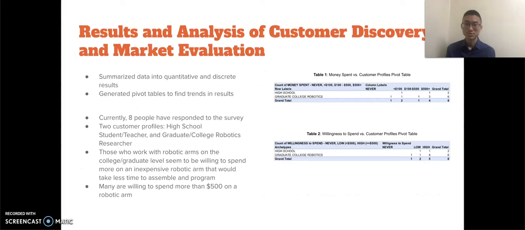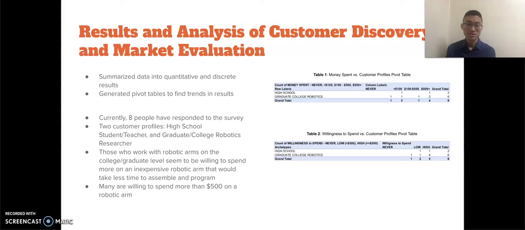The survey data was summarized into quantitative and discrete results, and pivot tables were generated to find trends in the results. As of this point, 8 people have responded to the survey, and I was able to build 2 customer profiles. First is the high school student or teacher, and the second is the graduate/college robotics researcher.